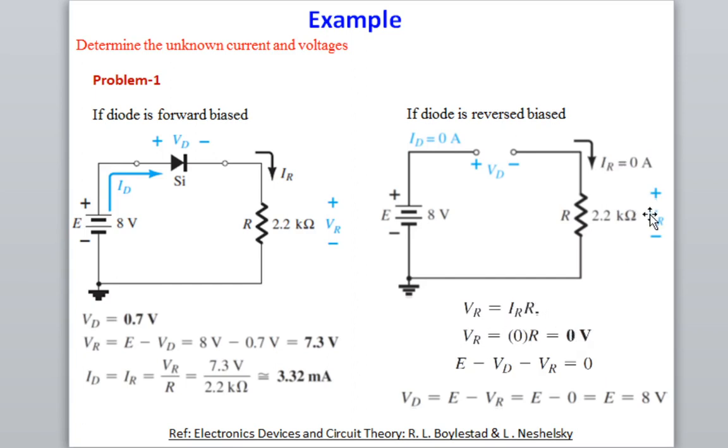Then if you want to measure the voltage across this open circuit where the diode was, obviously this voltage will be equal to the source voltage, because there is no voltage drop. So VD, just applying Kirchhoff's voltage law: E minus VR is equal to VD, that is E minus 0, so E is equal to 8 volt. So this is 8 volt. I have given an example of how to solve diode problems.